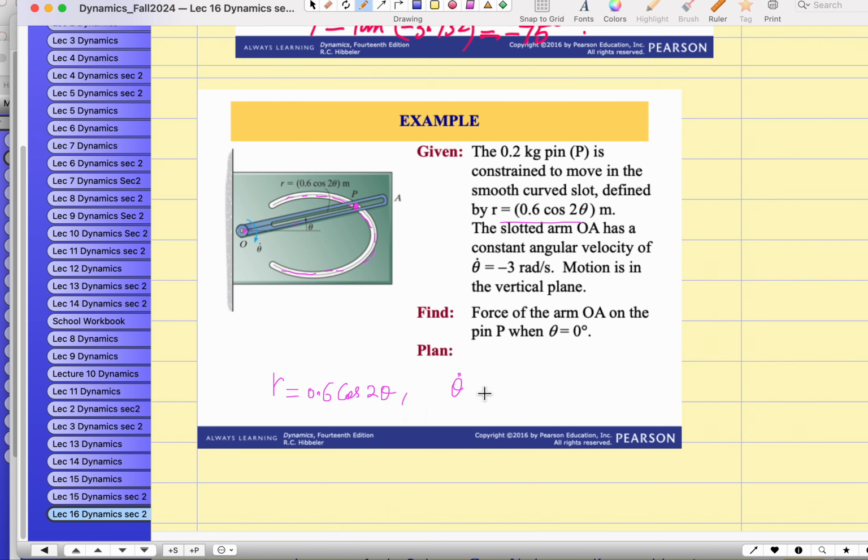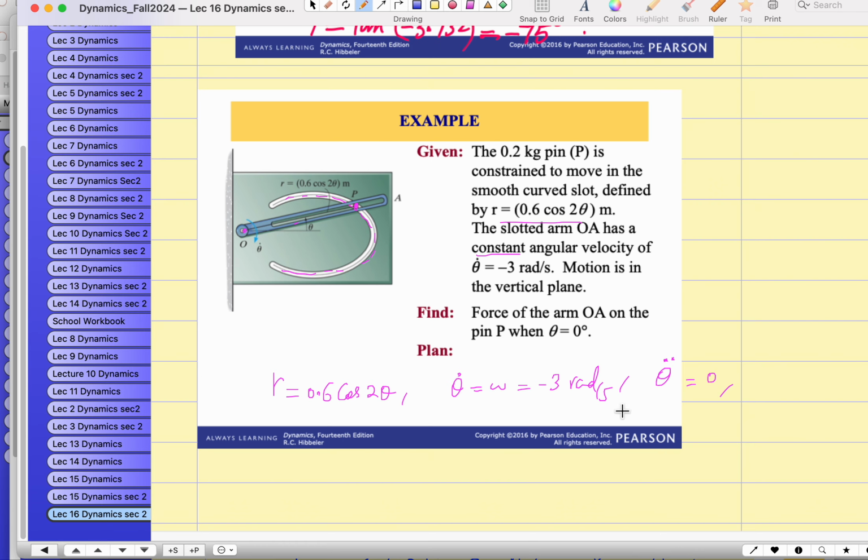Angular velocity can be written as theta dot or omega, so you should not get confused. This is the same thing, equal to -3 radians per second. So remember, if this is constant, what does it mean for theta double dot? It is 0, because with a constant angular velocity, the angular acceleration is 0.